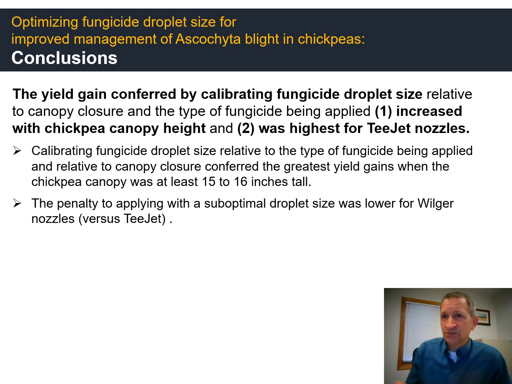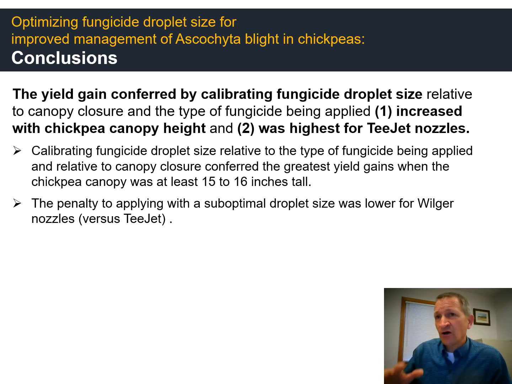With Wilger nozzles, we increased on average about 50% the yield gain conferred by the fungicide by calibrating your droplet size relative to canopy closure, i.e. double the profitability of our fungicide application by getting our droplet size right with T-jet nozzles, but we only gained about 50% increase in profitability of our fungicide applications with getting droplet size right with Wilger.